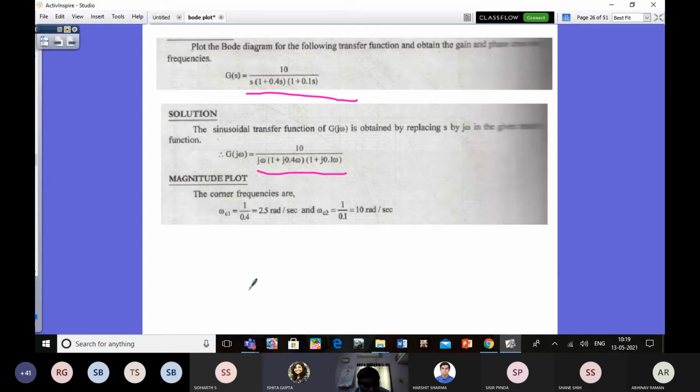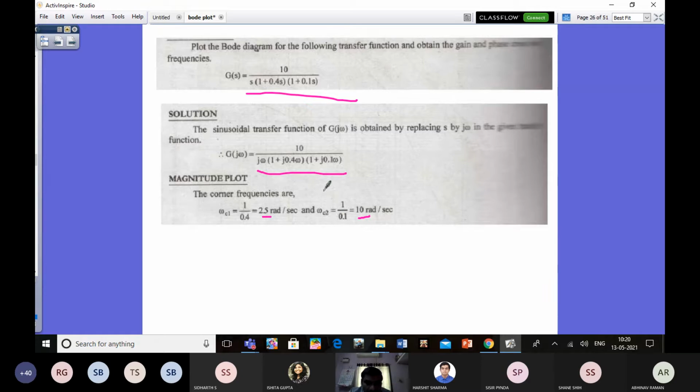So 1 divided by 0.4 and 1 divided by 0.1. You can see the corner frequencies, except for the pole or zero lying in the origin. There are 3 poles here. One pole lies at the origin, and you can think about the other 2 poles. One pole is located at T equal to 0.4, another at T equal to 0.1. Find the corner frequencies. The corner frequencies are omega equal to 2.5 and omega equal to 10.